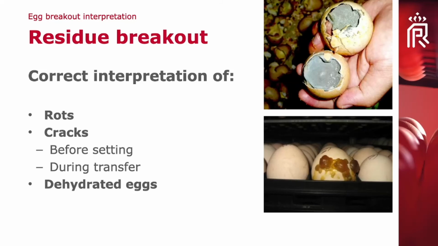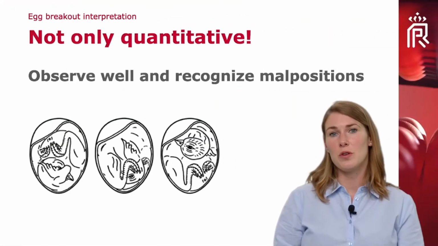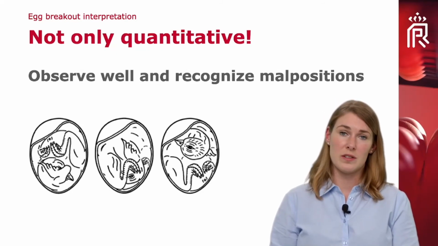These have a lot to do with the shell thickness. So often when we see dehydrated eggs, this is coming from a very thin shell. So it's important to not just look at the data, it's also important to observe and recognize malpositions as well. So it's not just quantitative.